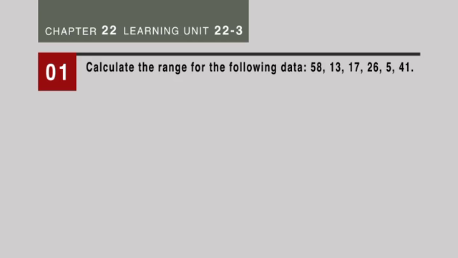Calculate the range for the following. The range is simply taking the largest data point and subtracting the smallest data point from it. So we look through the list of numbers. Our largest is a 58. Our smallest is a 5. Subtract the 5, and we get a range of 53. So it's a pretty simple calculation.